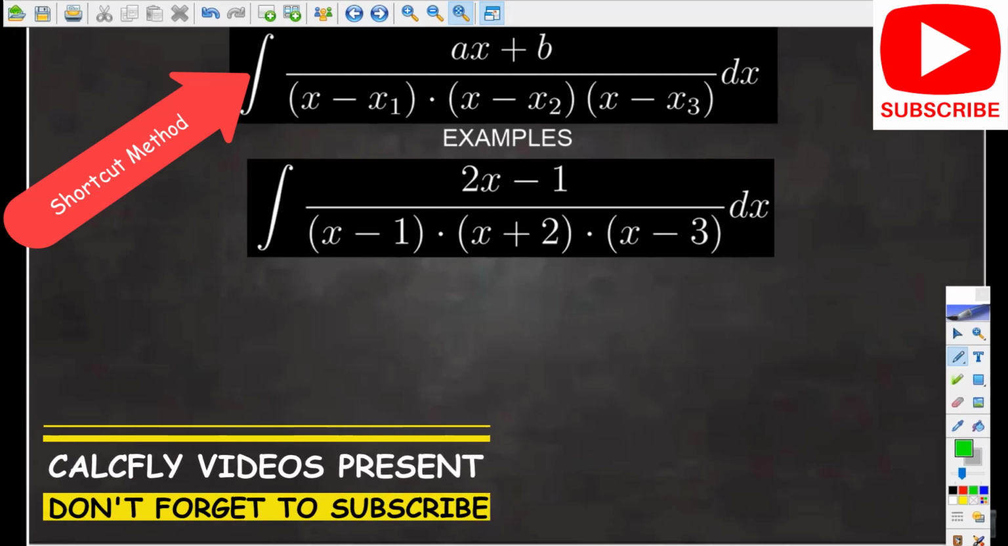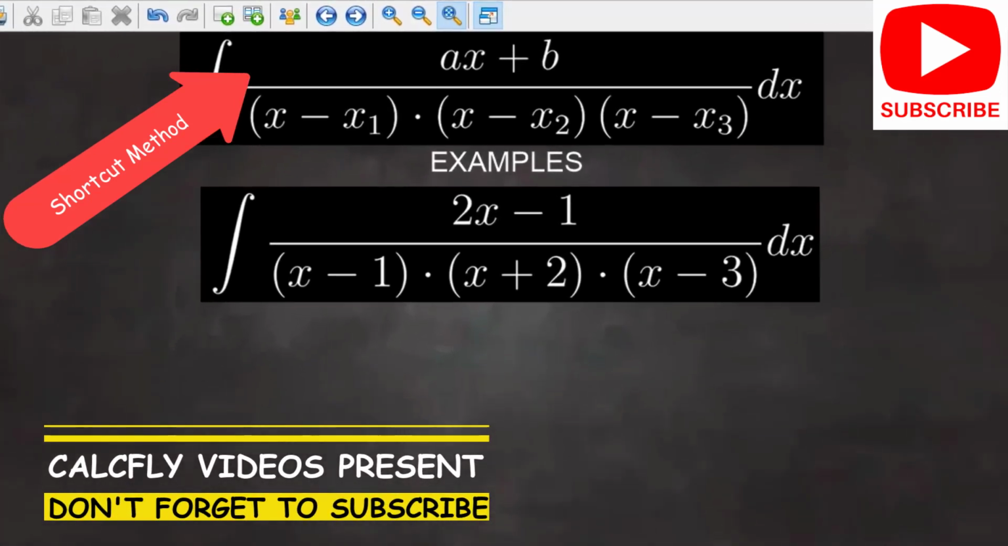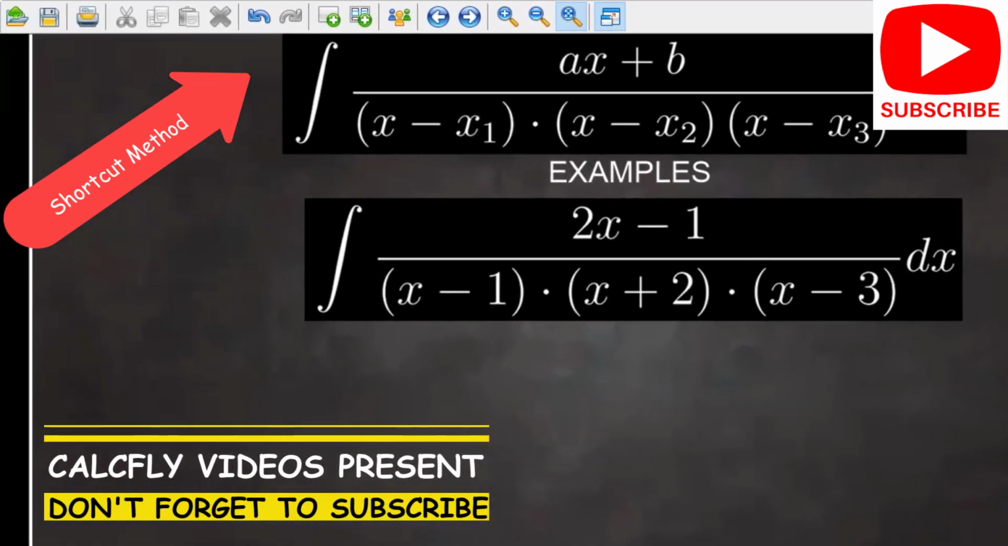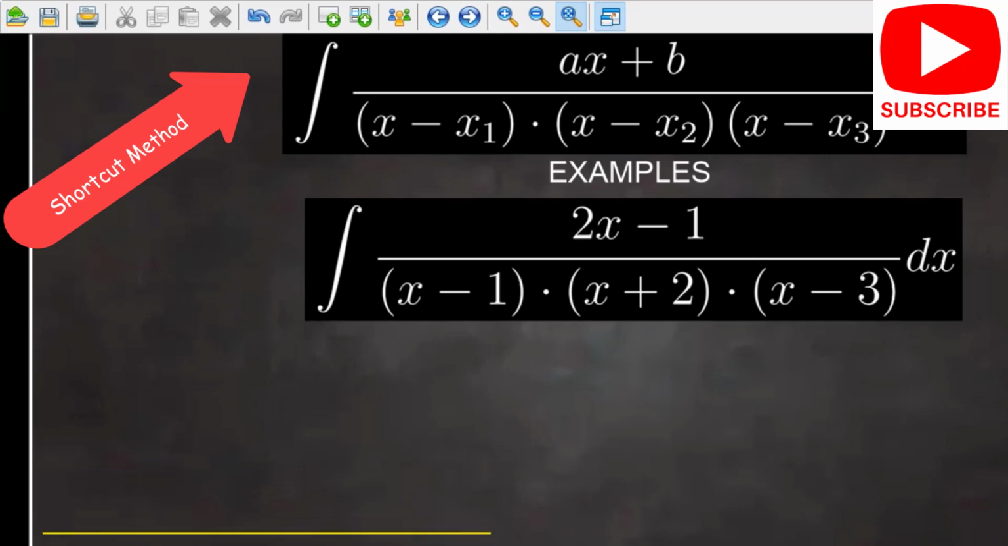In this video, we're going to be mentioning another integration shortcut method that is going to be very useful for everybody. It's going to just blow your mind with this method. So this is the integral form that we need to see.